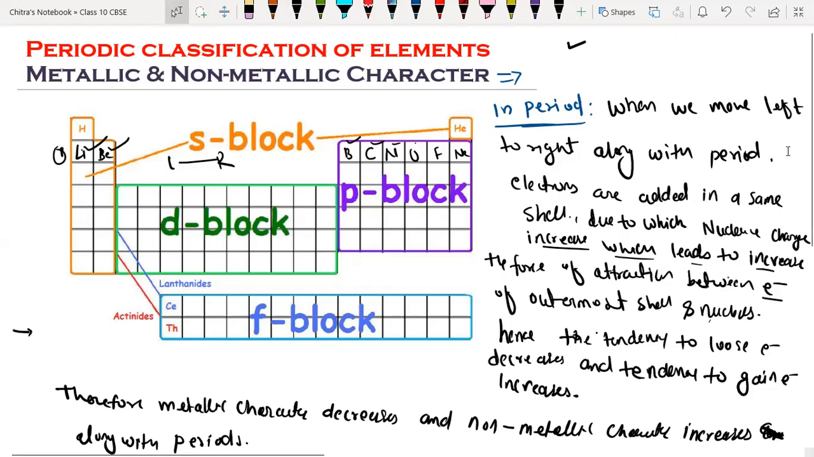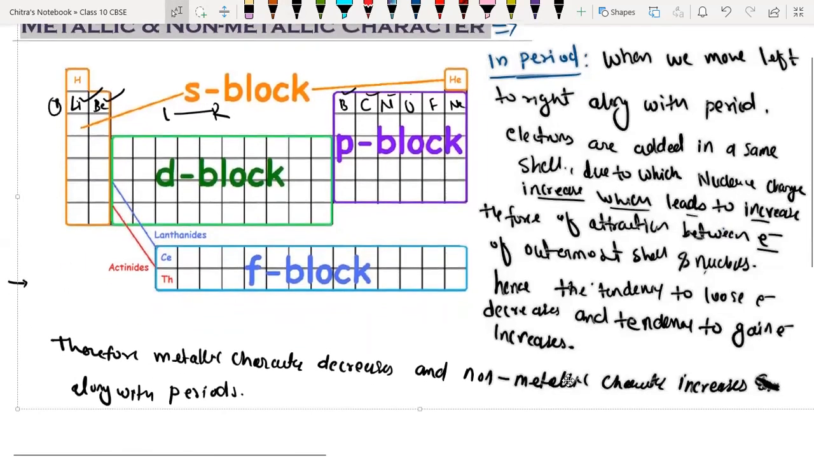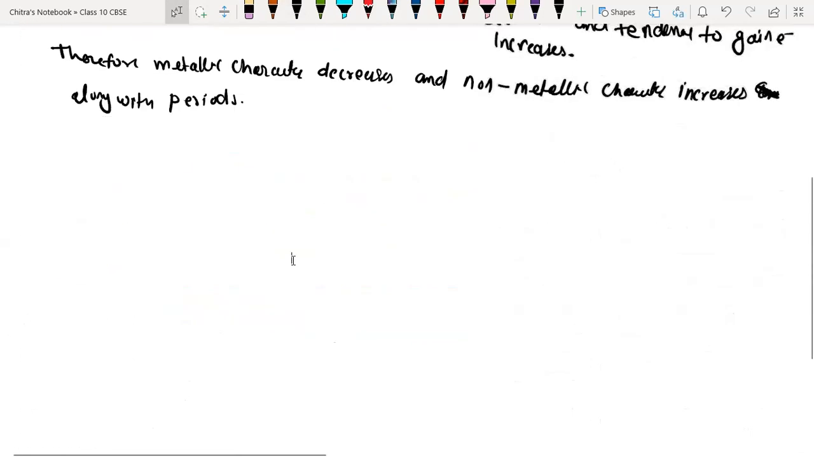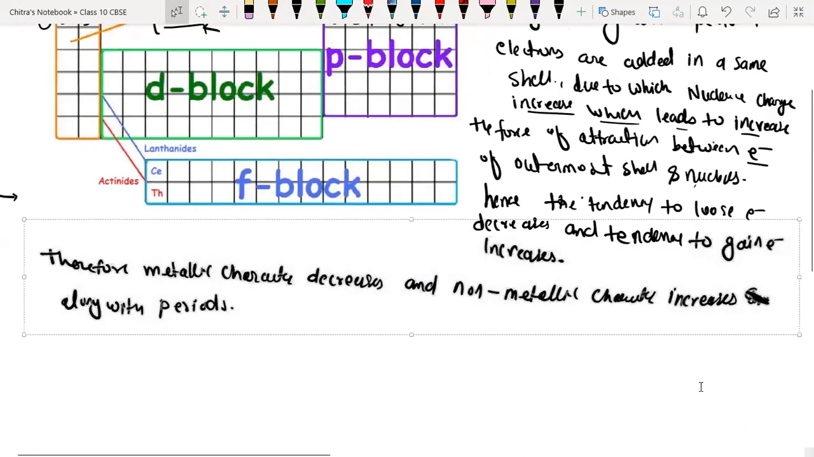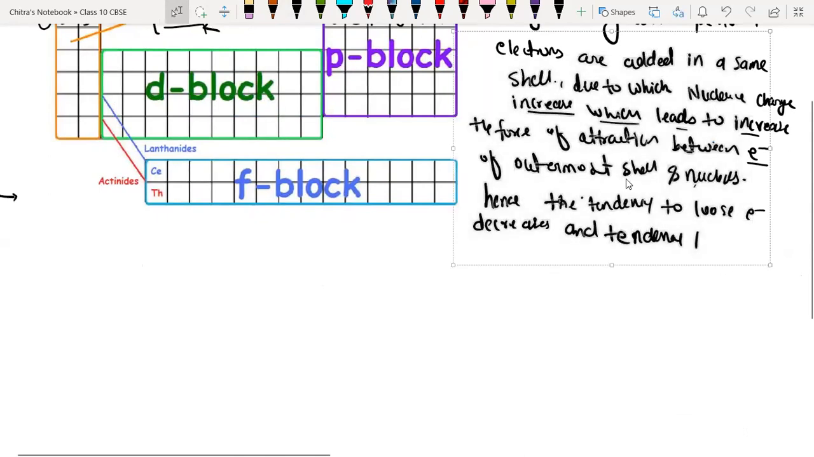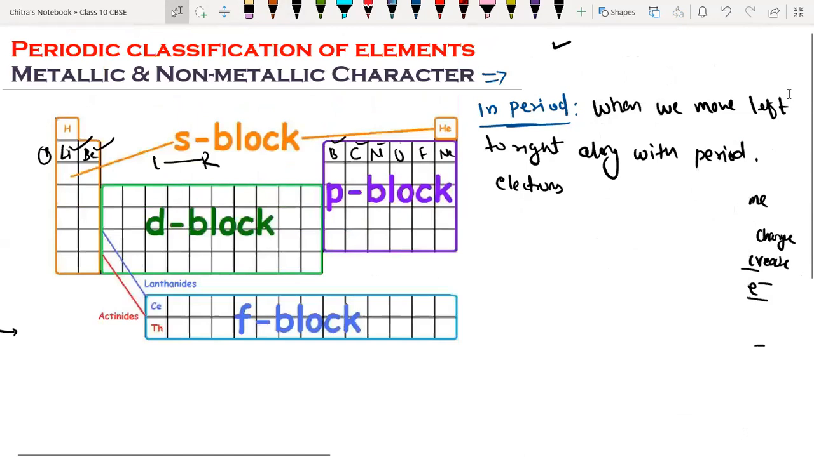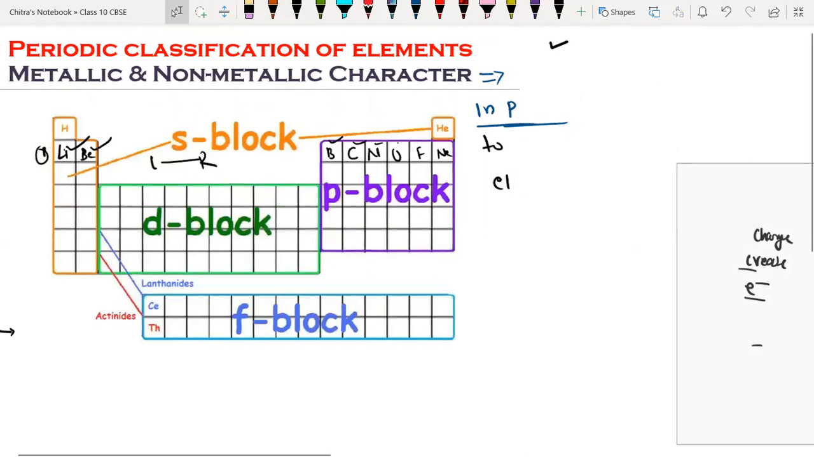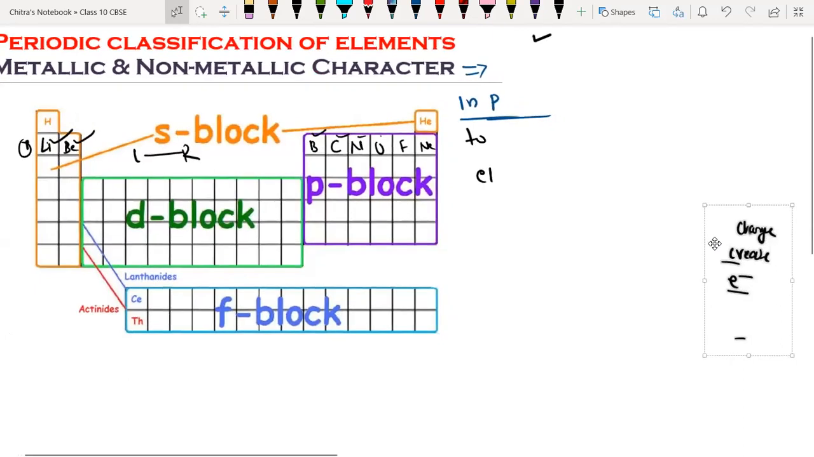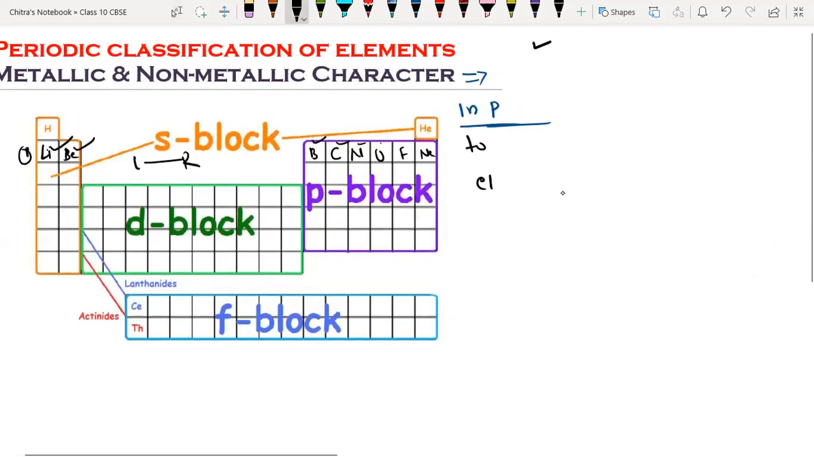So let me erase that. Now we are going to understand the periodic trend of metallic and non-metallic character in groups. So I'm writing here: in groups.